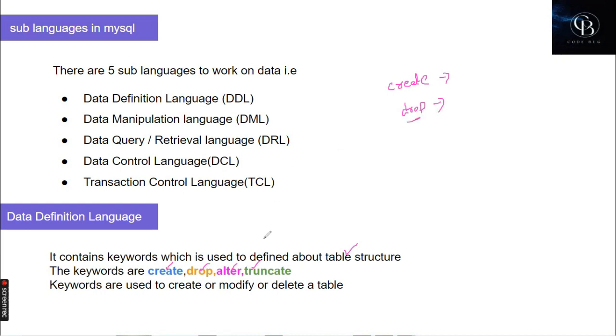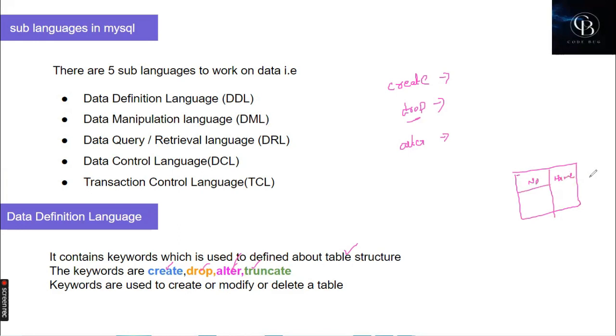Next, alter. Alter is a keyword which is used to modify the table structure. Modifying the table structure means, as of now, I have two columns, number and name.